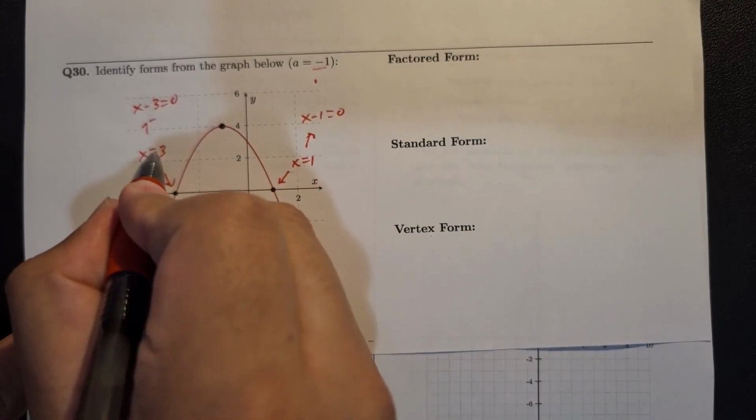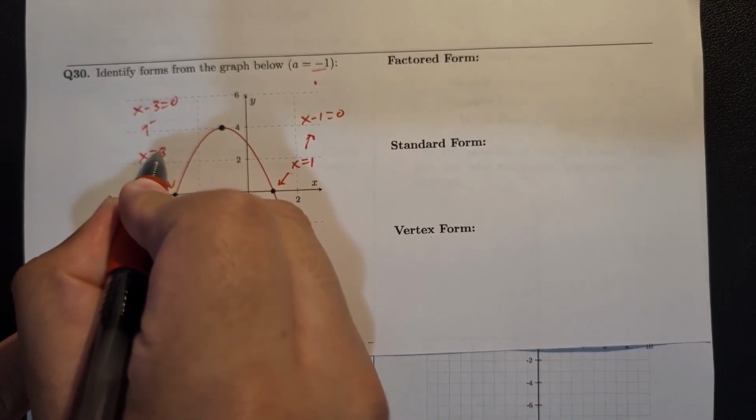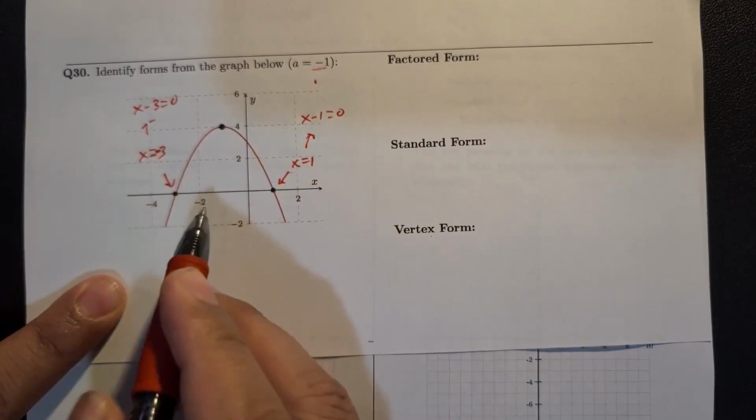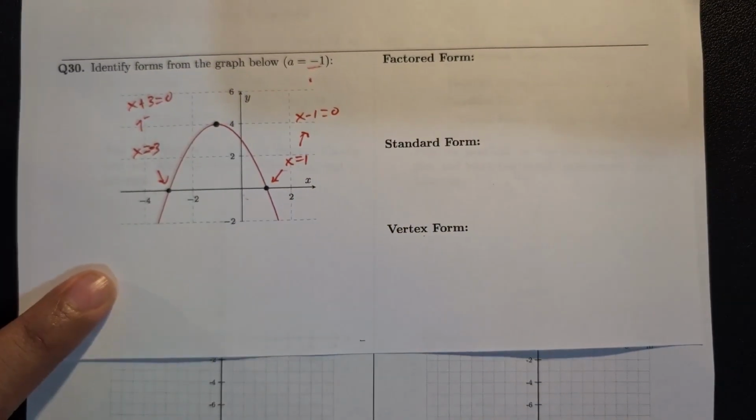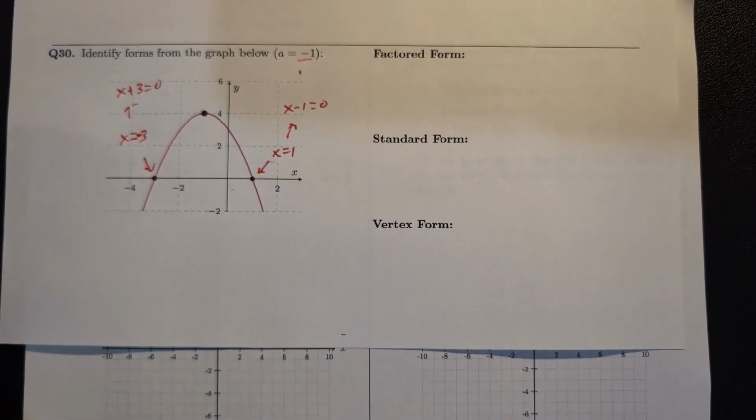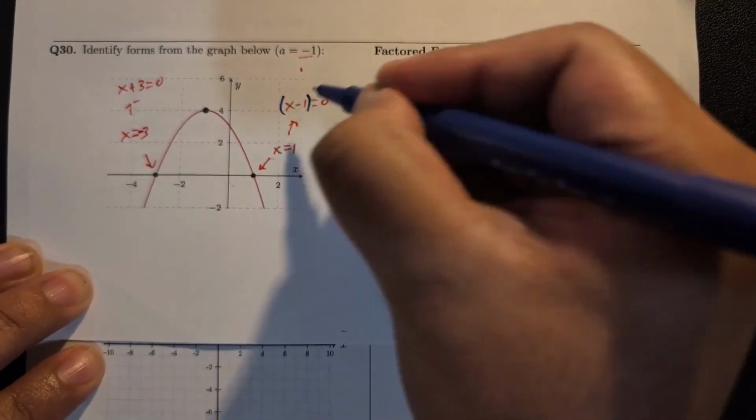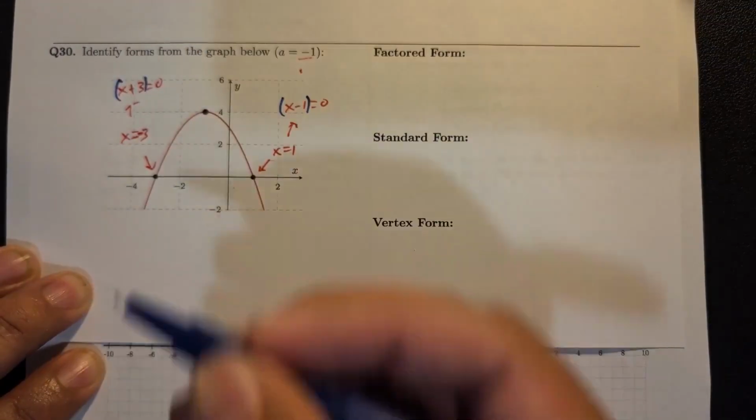Oh, no. There's a typo. That's an x minus 3. x equals negative 3, right? Negative 2, negative 2. So then this becomes x plus 3 is equal to 0. My two factors are here and here.